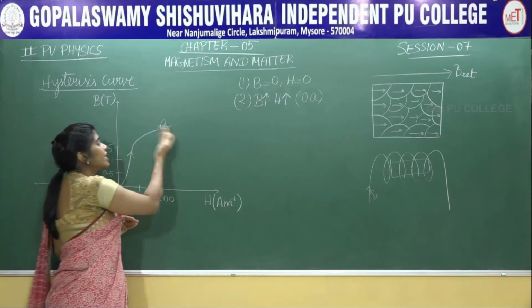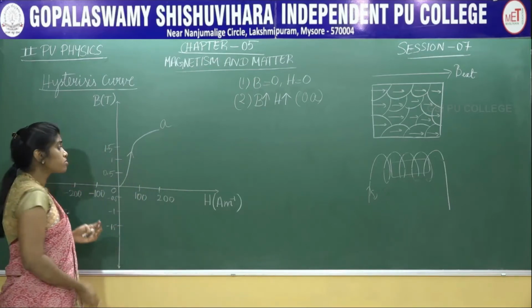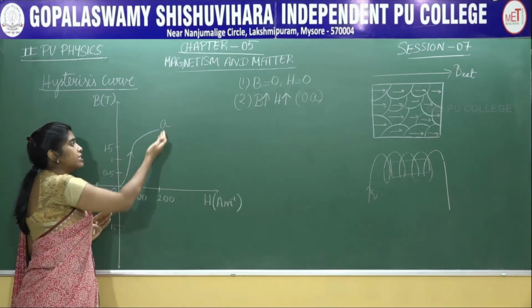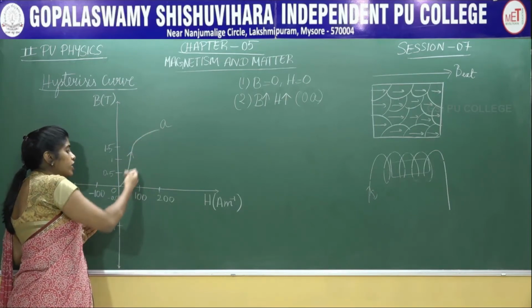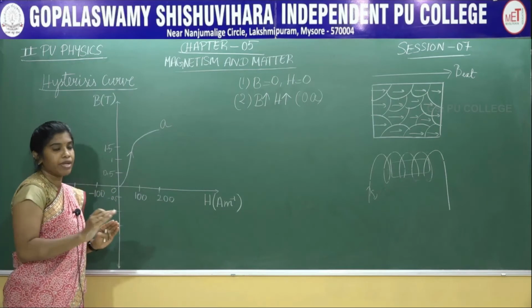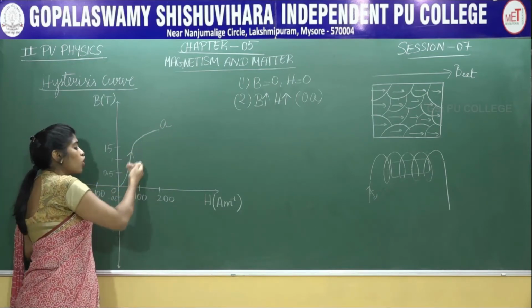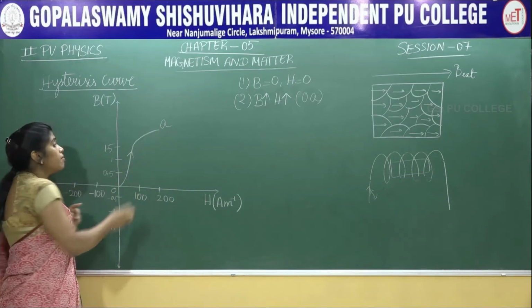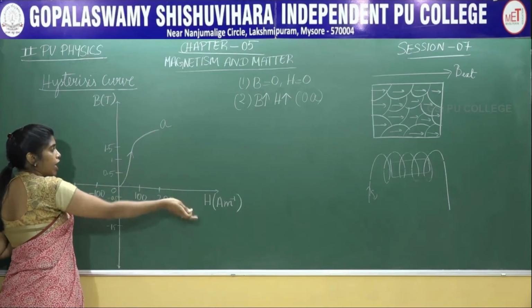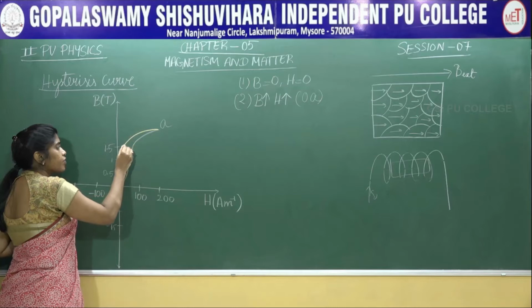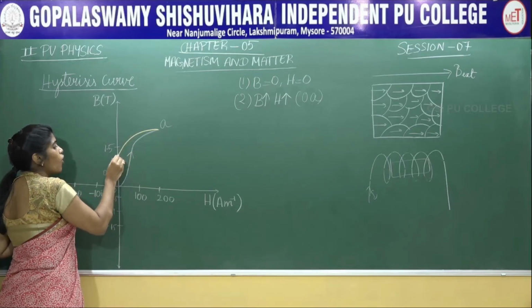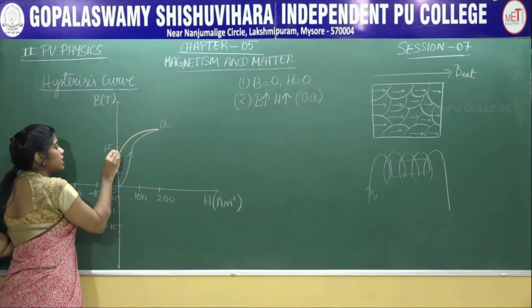Now, I am going to decrease the value of H. So, what happens if I decrease the value of H? The value of B should trace back, but that does not happen. The curve is not going to be traced back. But as you decrease the value of H, the value of B also decreases and reaches this point which I am going to name as B.